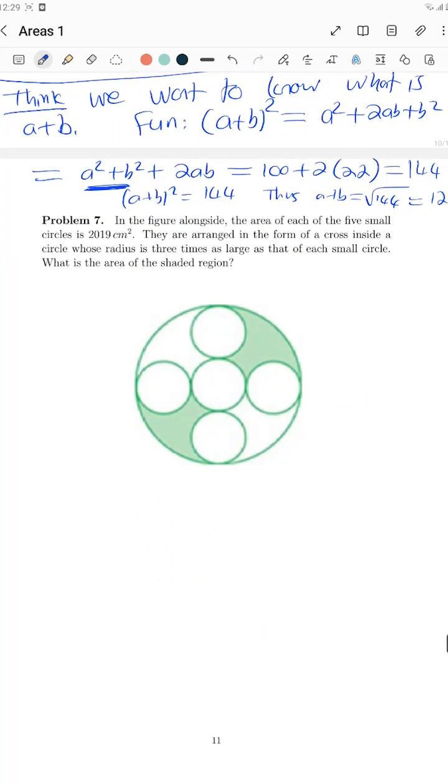Okay, let's first read the problem. In the figure alongside, the area of each of the small circles is 2019 square centimeters. They are arranged in the form of a cross inside a circle whose radius is 3 times as large as that of each small circle. What is the area of the shaded region?